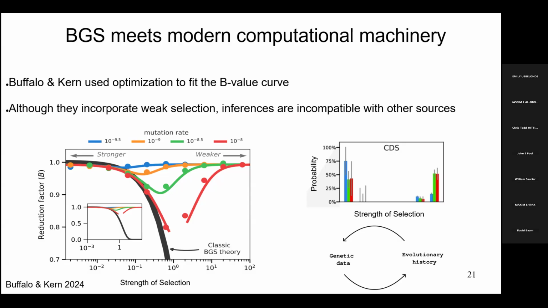So they play a game of optimizing the B-value curve, trying to fit DFE parameters, updating the predicted B map, and then trying to guess the DFE again. So this is a maximum likelihood optimization model. It turns out that, for example, the DFE that they infer for coding sequence here is highly bimodal. You either infer very strong selection or very weak selection. And this is a problem, kind of points to model non-identifiability.